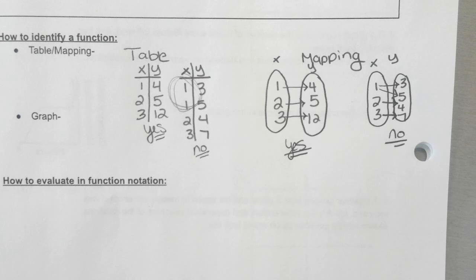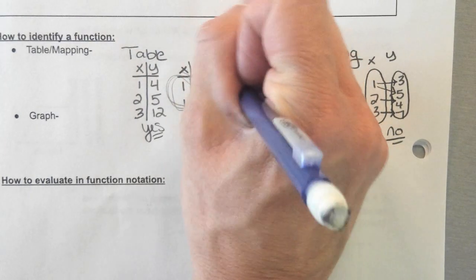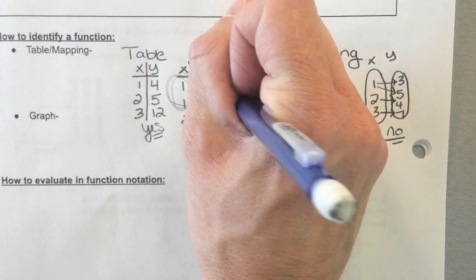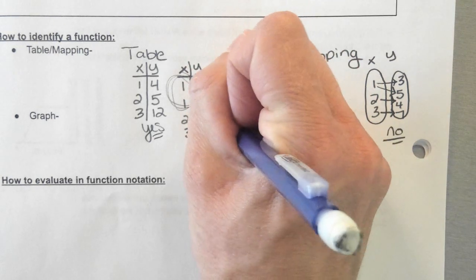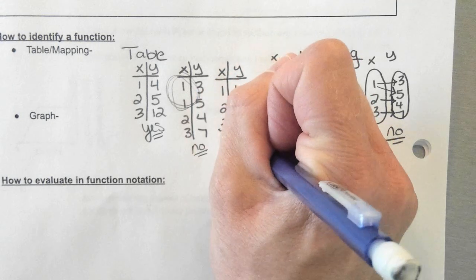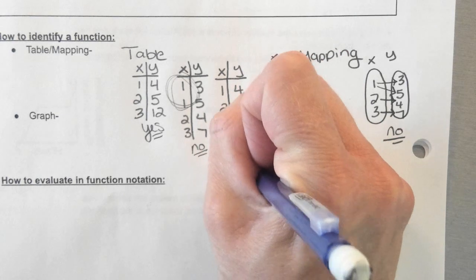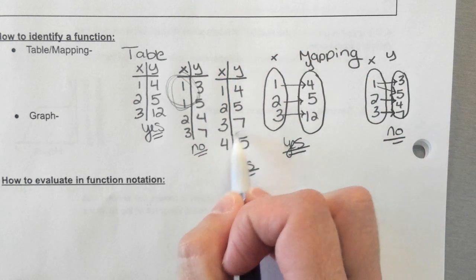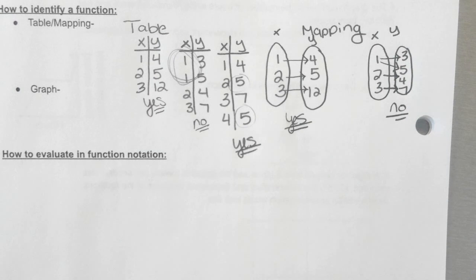It's only just two values, right? So 2 y values is okay. So here's another one that would be a yes. Let's look at one more yes situation. If you had 1 matched to 4, 2 matched to 5, 3 matched to 7, and 4 matched to 5, again, this is still a yes. Okay, so you can double up on y values, you can't double up on x's.